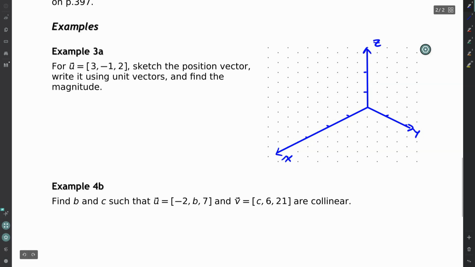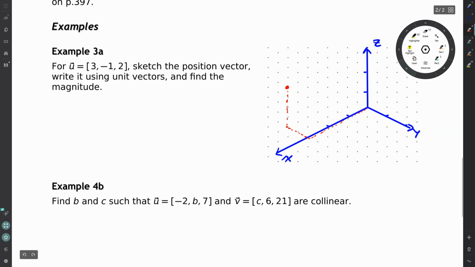So what we need to do is to go 3 units out along the x direction. We need to go -1 unit in the y direction, and we need to go 2 units in the z direction. So our vector is going to look something like that. And let's draw a nice straight line from that point back to the origin. So that's going to be the position vector.